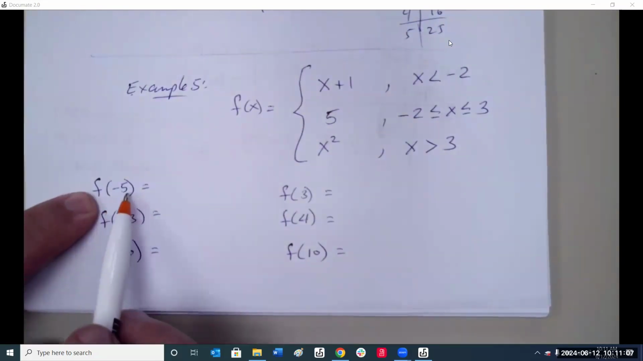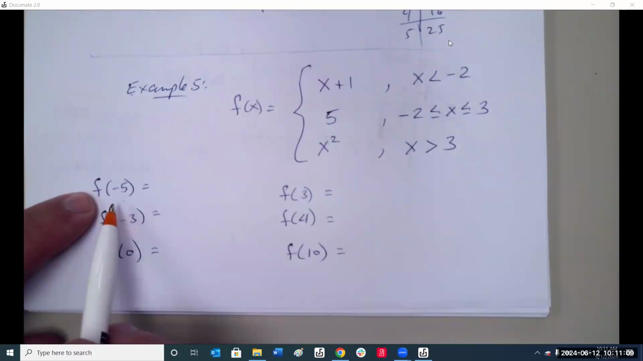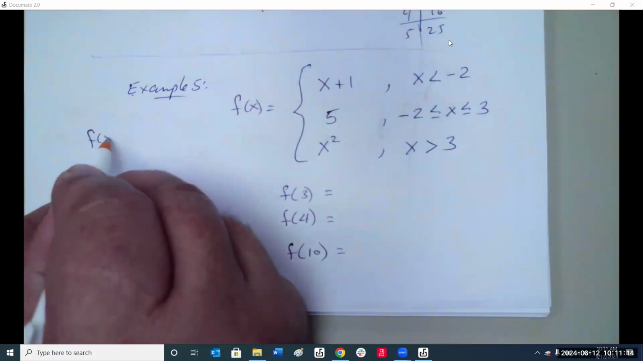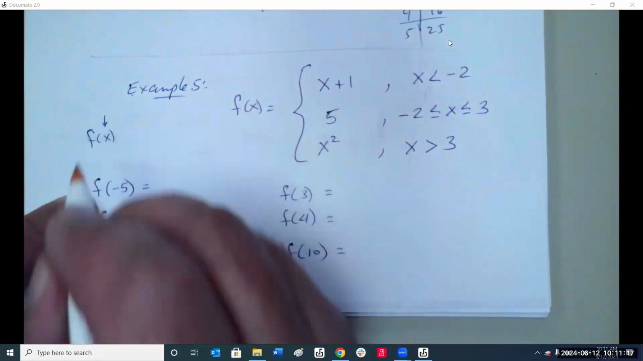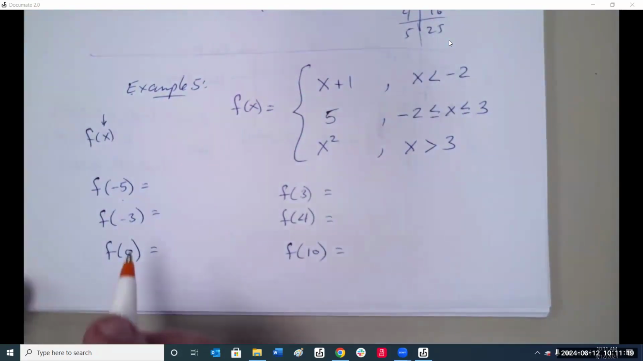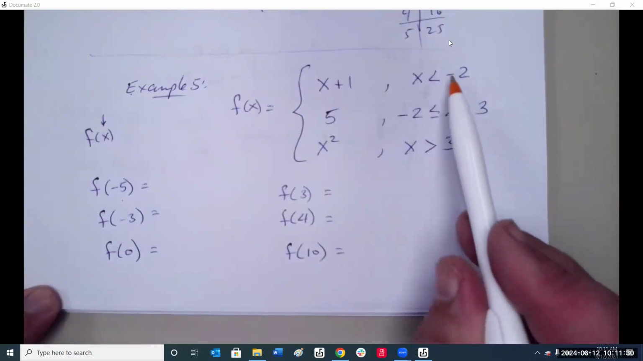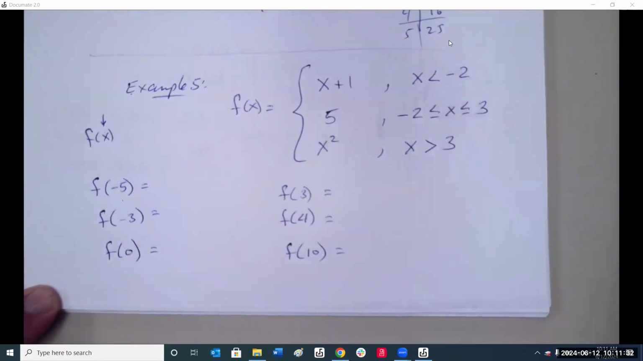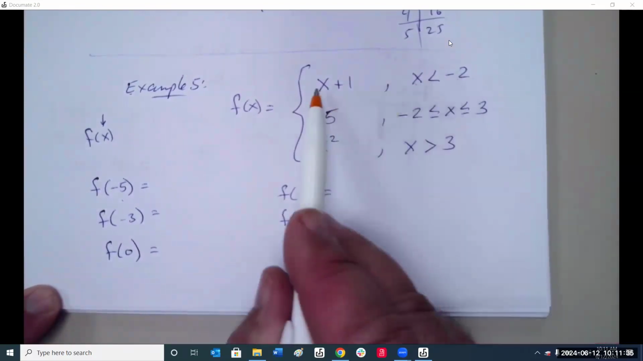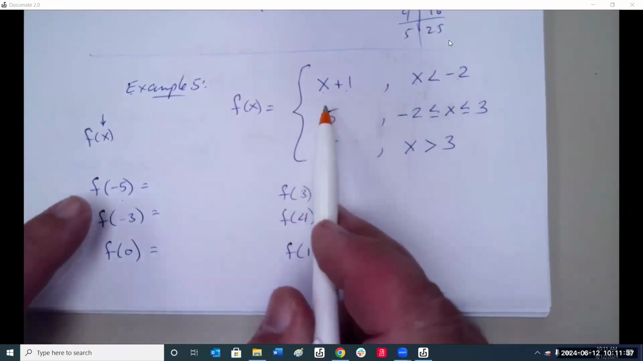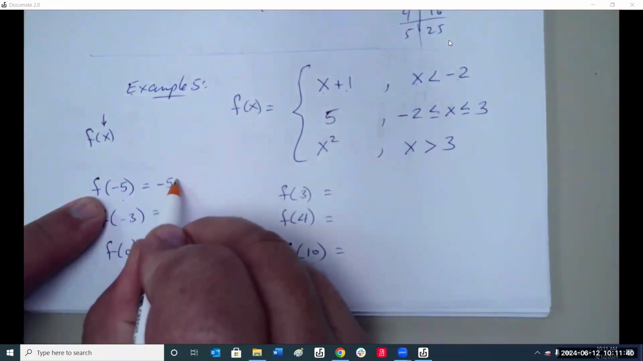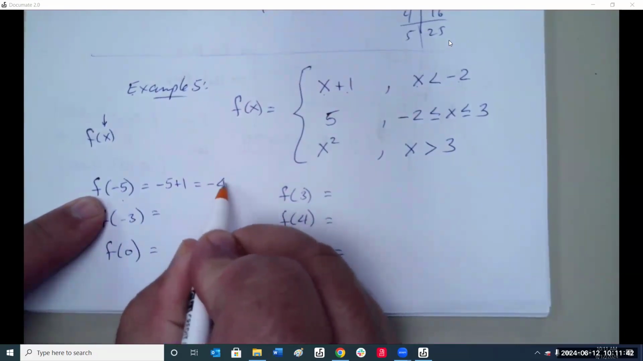What is this first one telling us? Remember, these are functions, so whatever's inside the parentheses are my x values. What is my function when x is -5? Now I have to go over here. Which one of these satisfies -5? The first one, because x is less than -2. So I use this equation. -5 plus 1 equals -4.